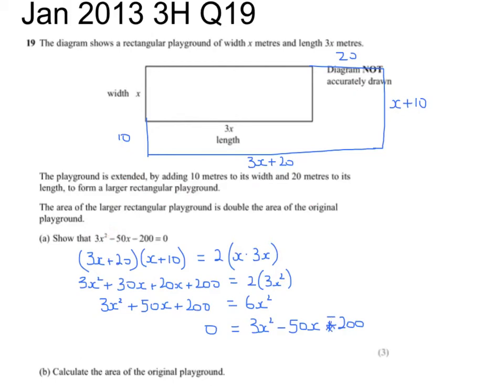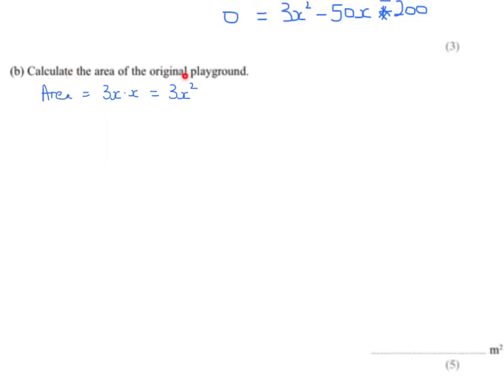In fact, it was a good job I checked, because actually I'd made a mistake. When I subtract 200 I should have minus 200 here, so it was a good job I checked back with the original question. So for part B it says calculate the area of the original playground. Well, I can see from my diagram that the area is going to be 3x multiplied by x, so 3x squared. The question now is, how can I figure out the value of x?